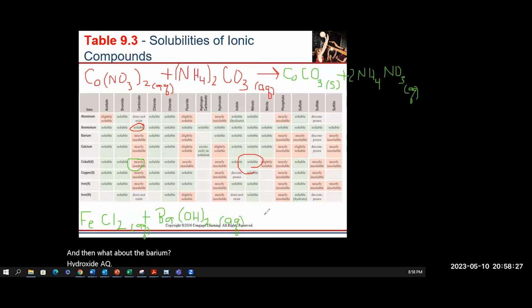Okay, what are going to be my products? Dr. Henry, I have a question. In double displacement, the reactivity series doesn't matter? Nope. Oh, okay. Then we'll have Fe(OH)2 and BaCl2.